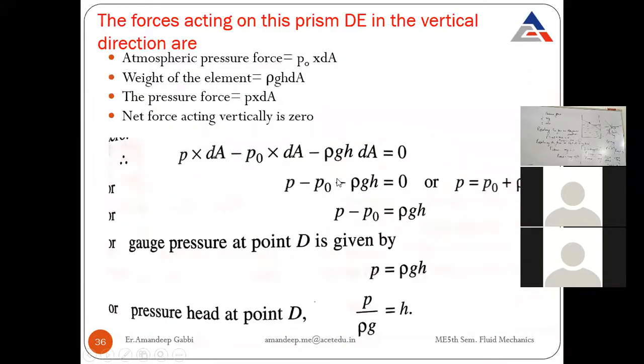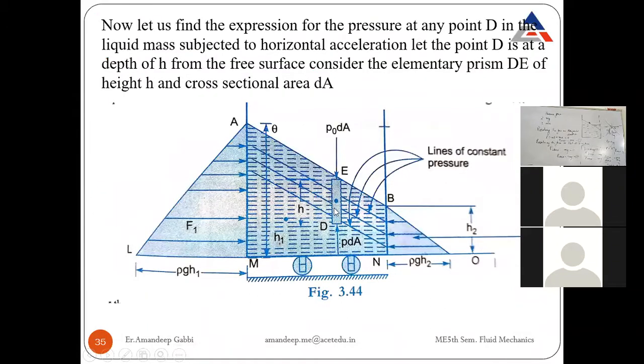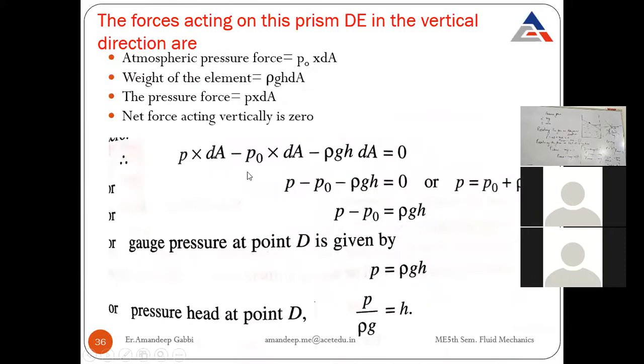How? This pressure force P into dA is pushing outwards. The weight is pushing it downwards. The atmospheric pressure is also acting in the downward direction. That is why there is a negative sign: P minus P naught minus rho g h. Now take it to the other side: P is equal to P naught plus rho g h, and P minus P naught is equal to rho g h.